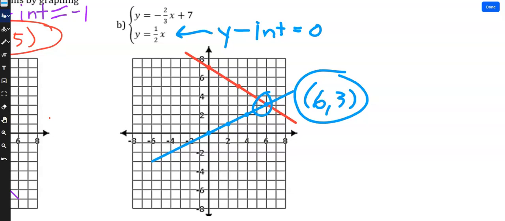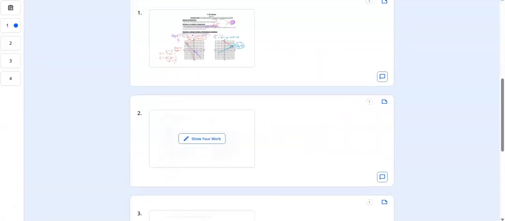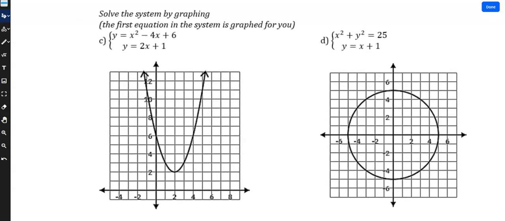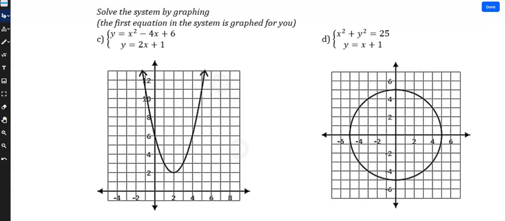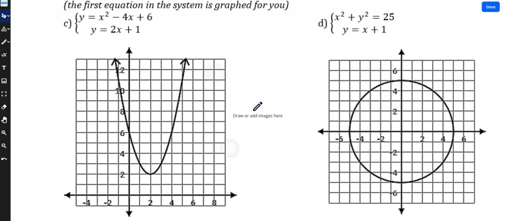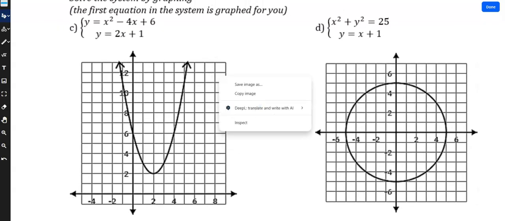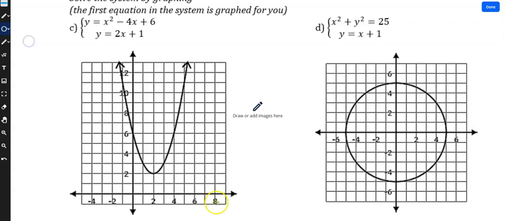Next slide, I think. Yep. So the system, we want to solve this. The first equation has been graphed for you, so I need the second equation, 2x plus 1. So once again, we use the strategy of our y-intercept being at positive 1, but this time we have a slope of 2, right? So keep in mind that's 2 over 1. So up 2, right 1. Up 2, right 1.